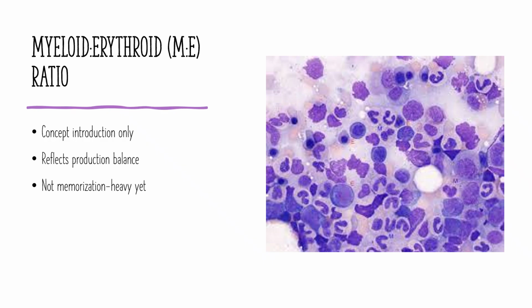For now, the takeaway is simple. Bone marrow isn't random cell chaos. It is regulated production, and the ME ratio is one way we measure that regulation.